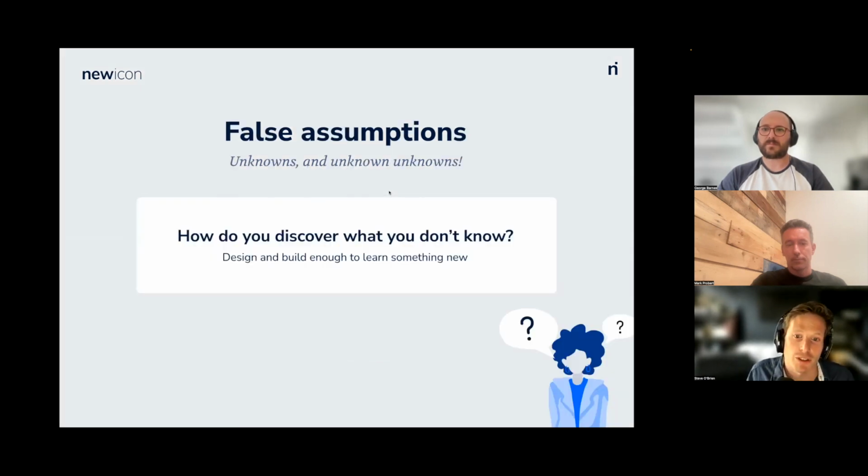False assumptions. So how do you discover what you don't know? In the Lean Startup, they talk about building or designing just enough to learn something new. And that's very critical early in a project because you want to make sure that you're doing enough in order to learn something new or to test something that you're not sure about. And you can do that a lot with design.